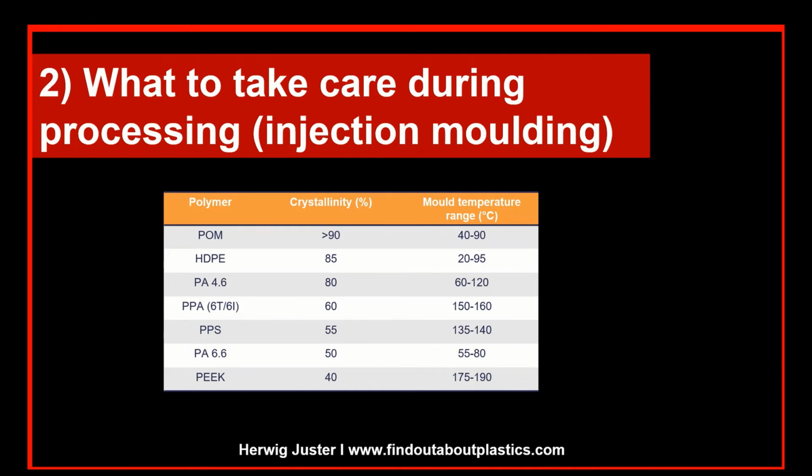Then we have semi-aromatic polyamides, 66i with 60%, PPS around 55, PA66 you can say it's around 50, and PEEK around 40% crystallinity. And you see with PEEK we have already really high, almost 200 degrees in mold temperature.